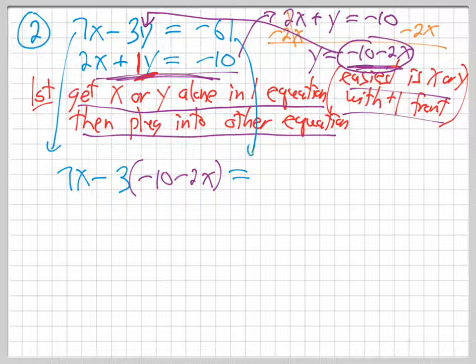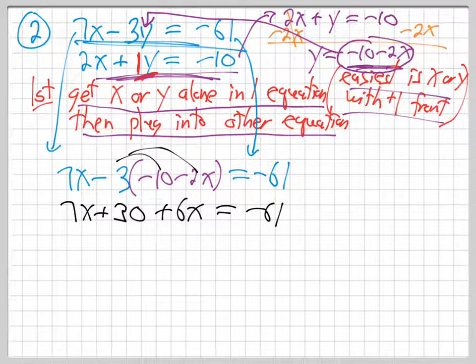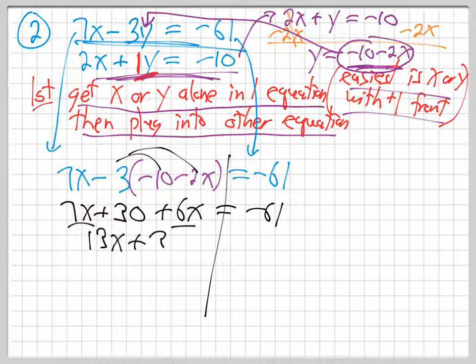Equals minus 61. So I just took this top equation, but I plugged in for y what I found for y in the second equation. So now let me just distribute. 7x plus 30 plus 6x equals minus 61. 7x and 6x is what? 13x plus 30 is minus 61.